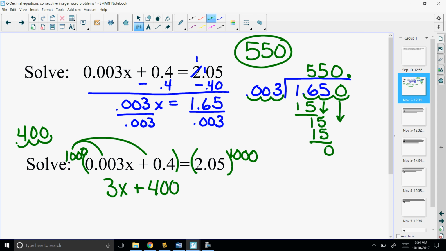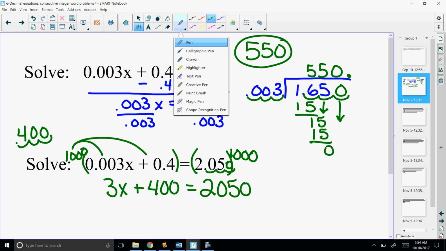Whole numbers. I like that. What does the right-hand side of the equation become? What is it, Jenica? 2,050. I move the decimal point over 3 places when I multiply by 1,000, and I get 2,050. All whole numbers. Why did I pick 1,000?